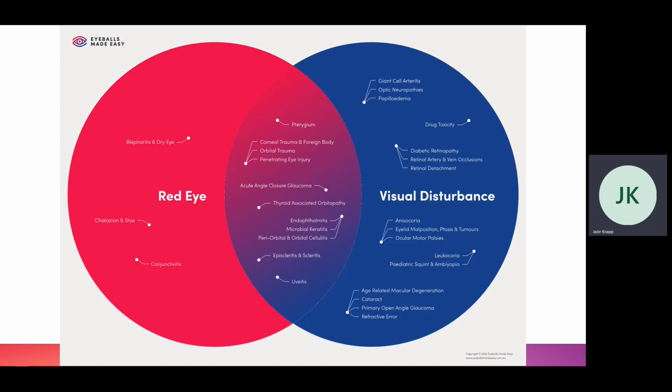Here's another way of organising your curriculum. So in ophthalmology, people either present with red eyes or they present with visual disturbance, or both. And anisocoria is a cause of visual disturbance, not so much red eye. Okay.